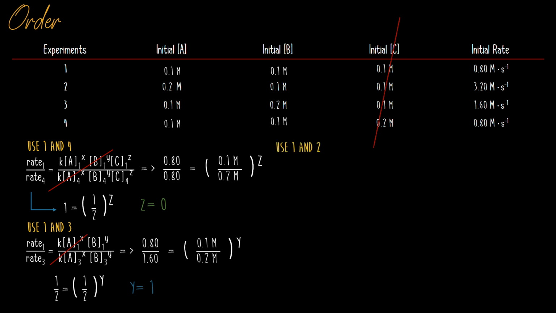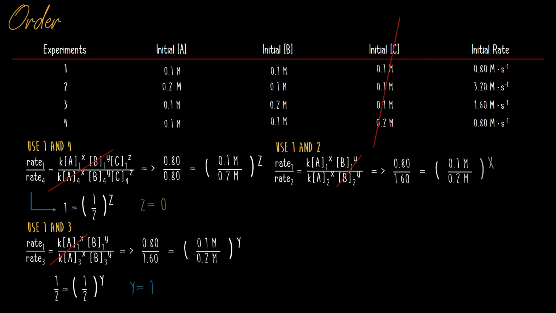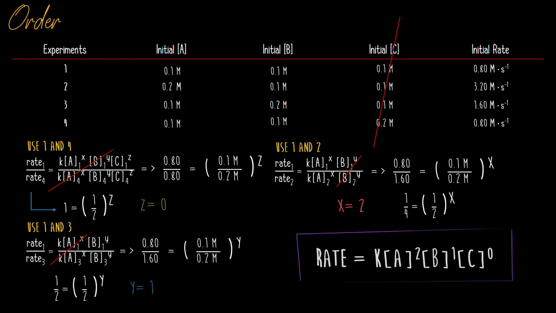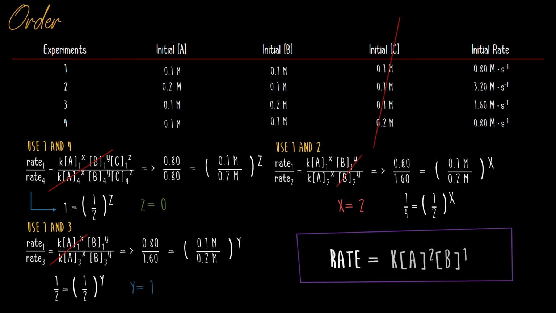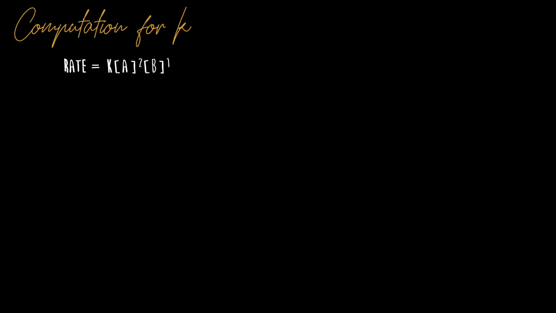To find the value of x, we use experiment 1 and experiment 2 because they have the same concentrations of B. Rate 1 all over rate 2 is equal to k[A1]^x [B1]^y all over k[A2]^x [B2]^y. Substituting the values, we get 1/4 is equal to (1/2)^x. x is equal to 2 and the rate is equal to k[A]^2[B]^1[C]^0. But we could just remove C because its order is 0. So the rate could be expressed as k[A]^2[B].